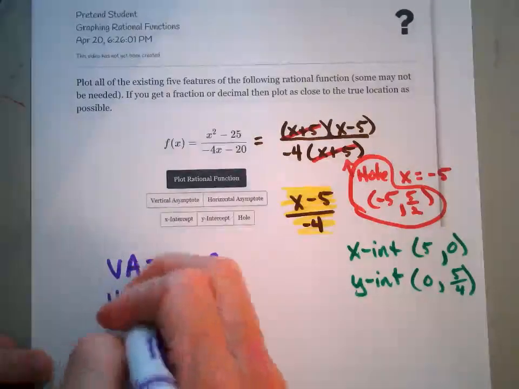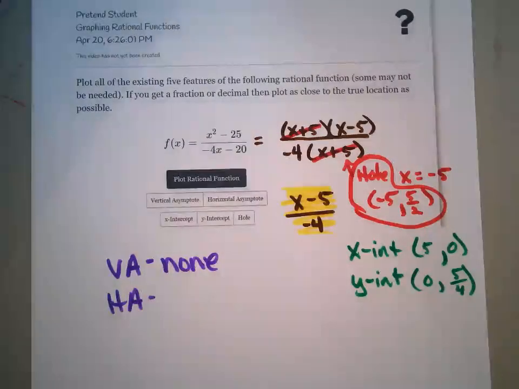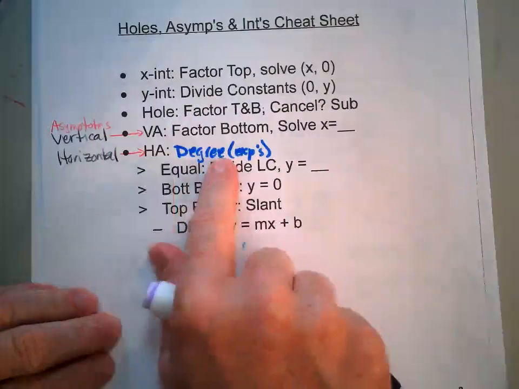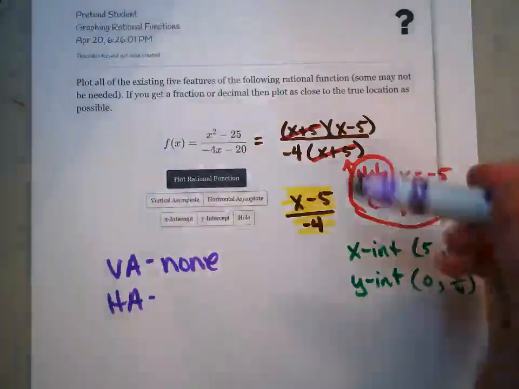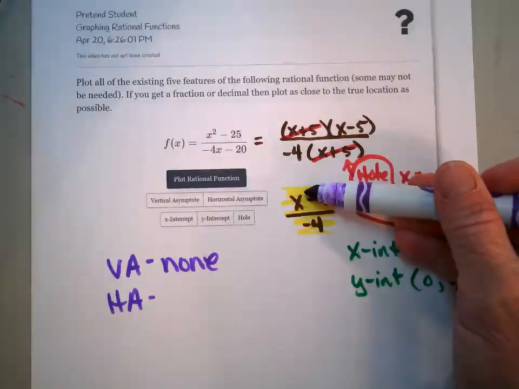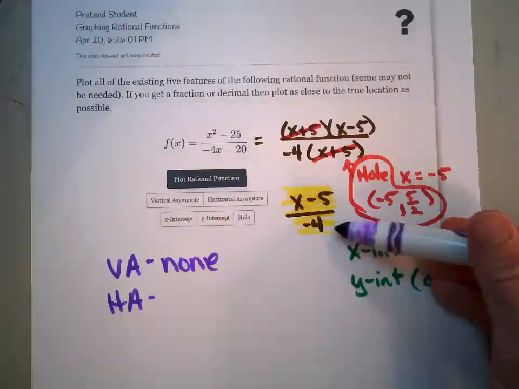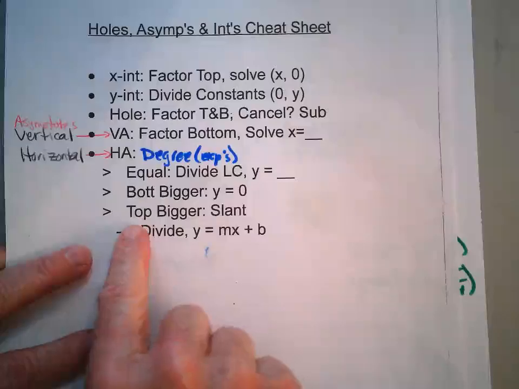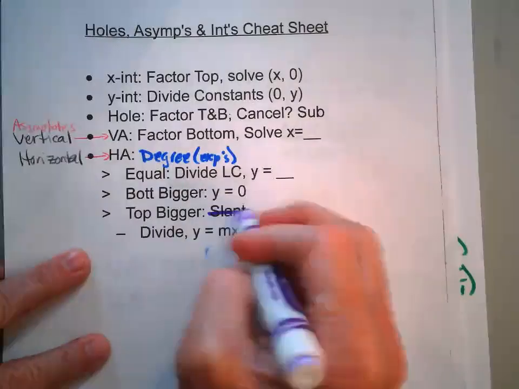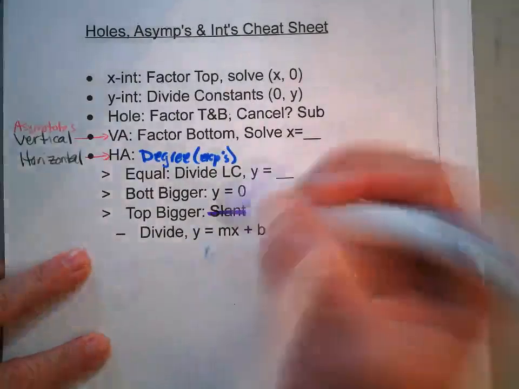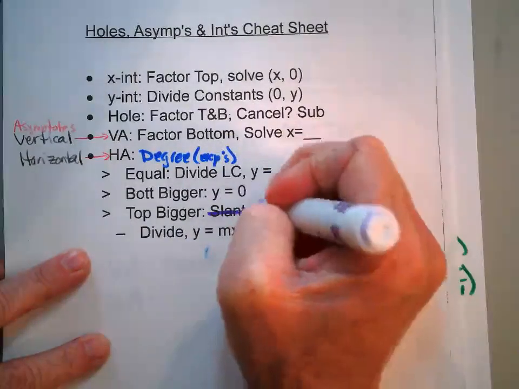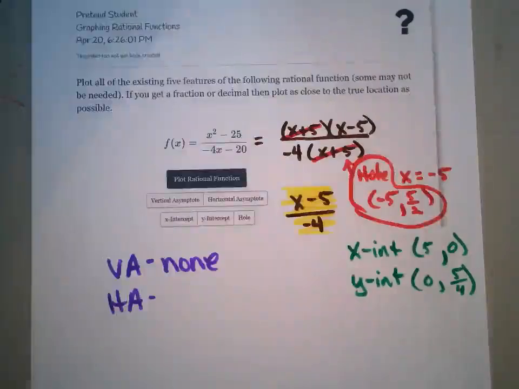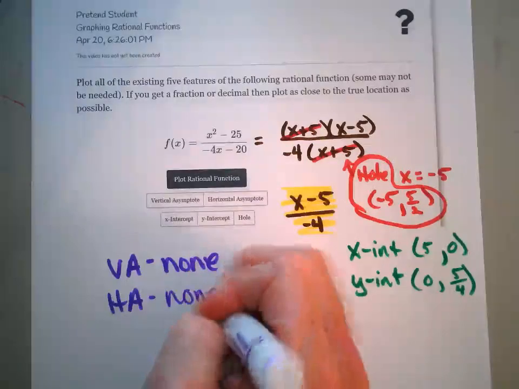Let's look at the horizontal asymptote. So for the horizontal asymptote, we check out the degrees. The degree on the top is 1. The degree on the bottom is 0. So that means the degree on the top is bigger. Basically that's telling us we're dealing with a slant asymptote. If we were in class, we'd do slant asymptotes. There is not a horizontal asymptote. So we have none here as well.